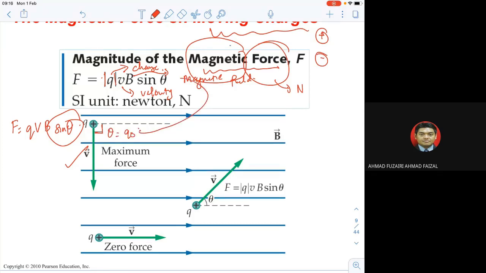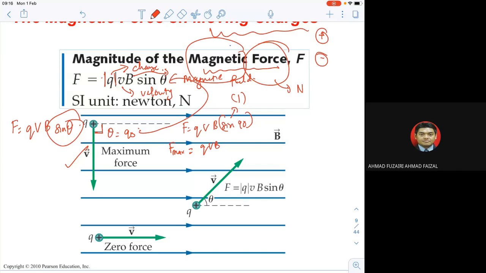Okay, if you put 90 inside the equation, then you have F equals QV B sine 90. Remember, sine 90 is equivalent to 1. So we have F equals QVB. This is what we call F max, the maximum force.